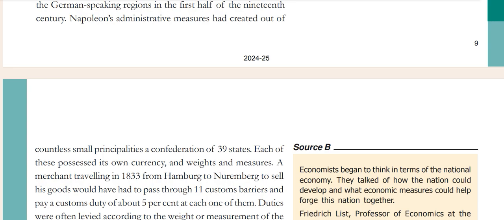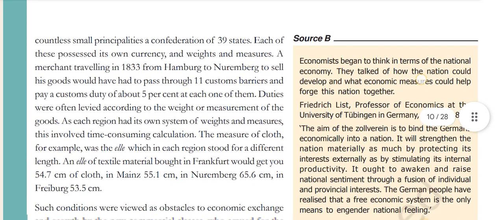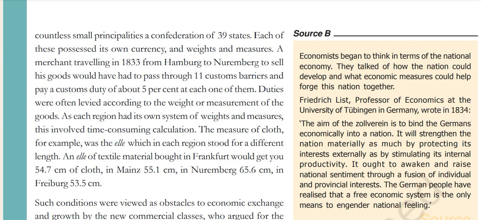A merchant traveling in 1833 from Hamburg to Nuremberg to sell his goods would have had to pass through 11 customs barriers and pay a customs duty of 5% at each of them. Duties were often levied according to the weight or measurement of the goods. As each region had its own system of weights and measures, this involved time-consuming calculation. The measure of cloth, for example, was the elle, which in each region stood for a different length.